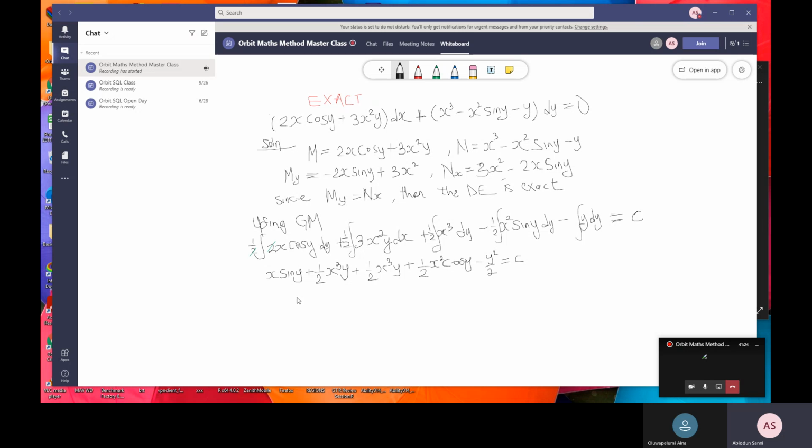Then I will just simplify this. If I simplify, x sin y is still good. So I have x sin y, then this plus this give me plus x cubed y. Then I have this, that's half x squared cos y.